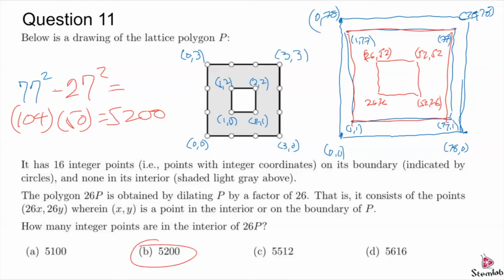Okay, which are the number of lattice points that are in here, including the ones on the outer red edge, but not the inner red edge. Okay. So moving on to the next question.